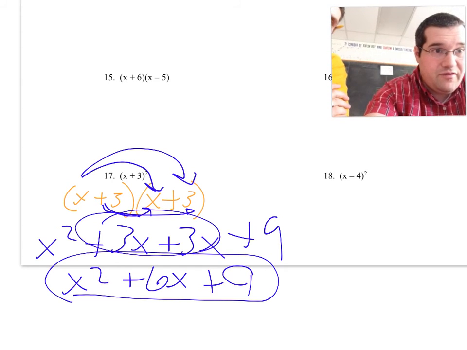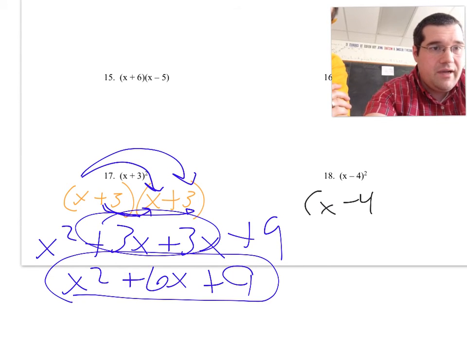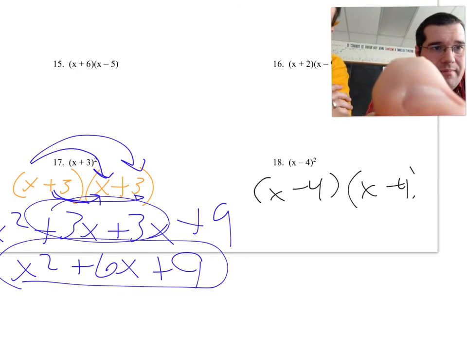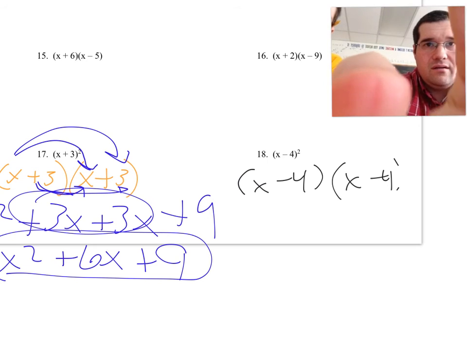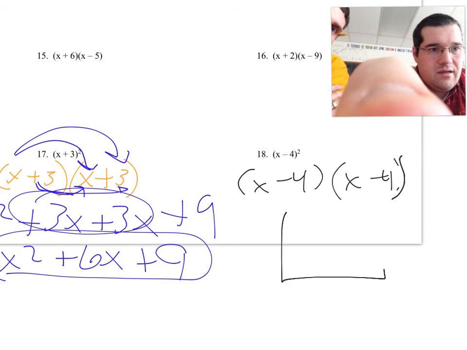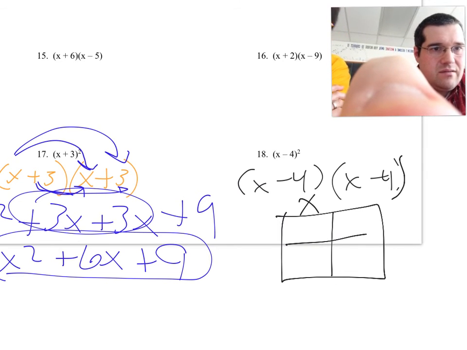All right, guys. Same deal for number 18. So I'm going to rewrite my equation so it's x minus 4 times x minus 4. And I can show you that box technique one more time. All right, let me just move this over to the side. Finish that. All right, so here's my box. I got my 4 square box, I'm going to put my x minus 4 up top here, my x and my negative 4 there. X times x is x squared.